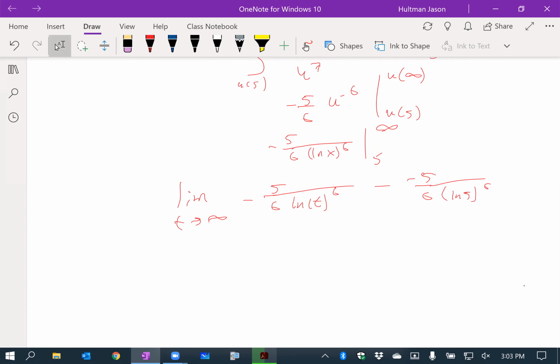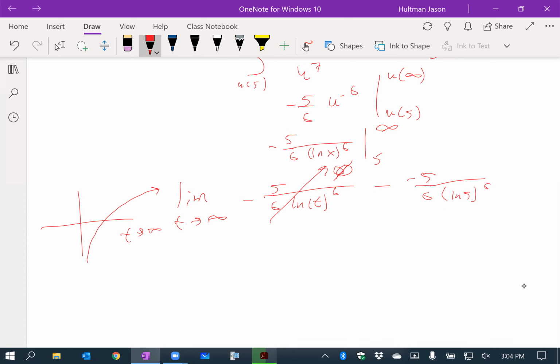Okay, so, what happens when natural log of t goes to infinity? Well, it still goes to infinity, because think about what the natural log looks like. It looks like this, right? So as t goes to infinity, the natural log goes to infinity, and we have 1 over that. So this thing is going to go to 0, right? That thing goes to 0.